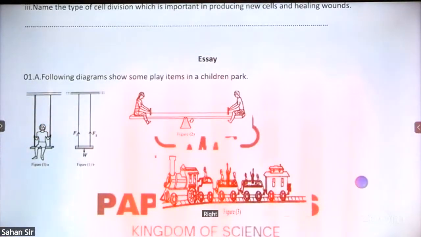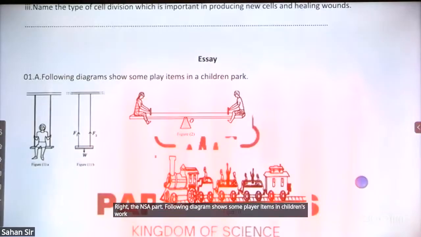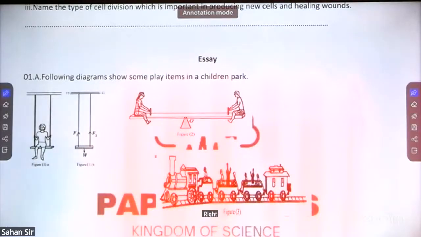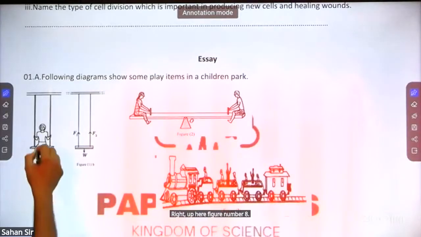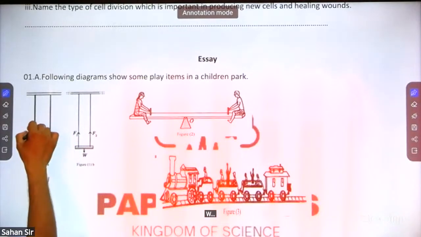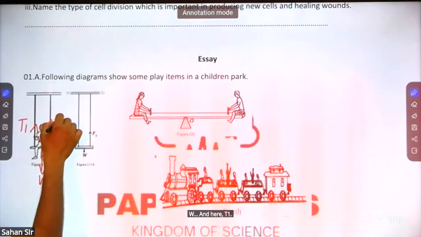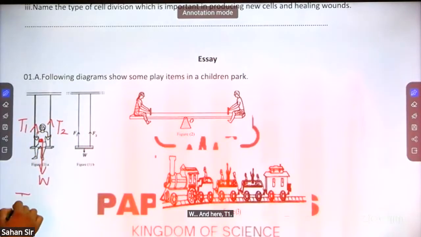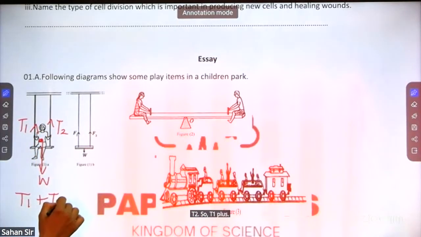Right. Then the essay part. The following diagram shows some play items in a children's park. Listen to me. Up here, figure A. Let me mark the forces. W, and here T1, T2. So T1 plus T2 equals W.